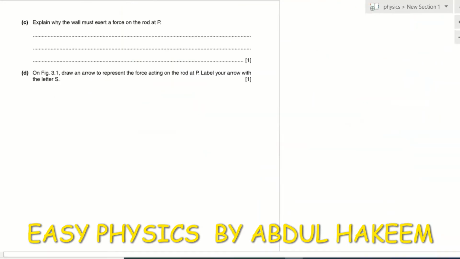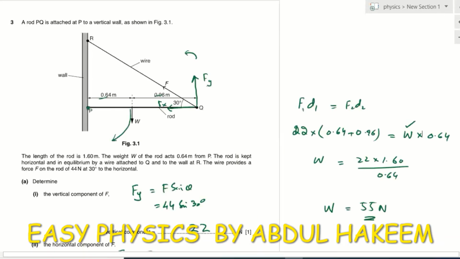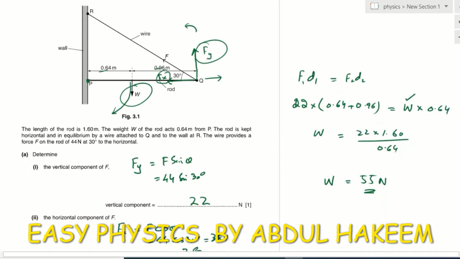Now the next part is to explain why the wall must exert a force on the rod at P. Look at the diagram. For equilibrium, the sum of upward forces must be equal to the sum of downward forces, and the sum of left must be equal to the sum of right. Now look, Fy is 22, and this is 55. Look, the downward force is greater than the upward force. And the right side force, Fx, is 38, and there is no force at the left.